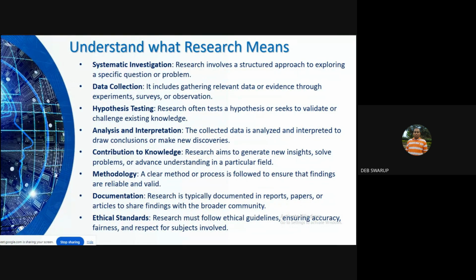Now, in research, we need to define what type of methodology we are using. There are 5-7 methodology types. What type of methodology are we utilizing? Then the documentation part. Documentation may be in terms of reports, patents or papers. The next aspect is the ethical standards.